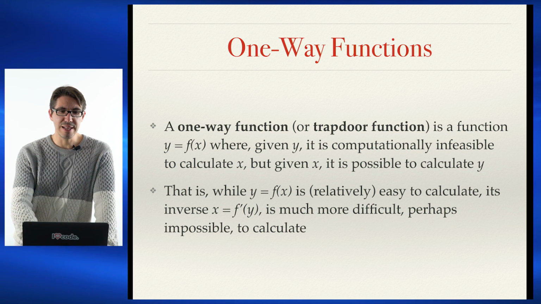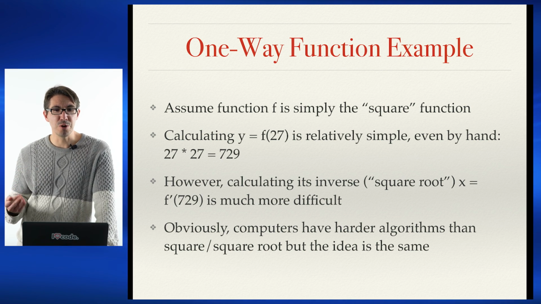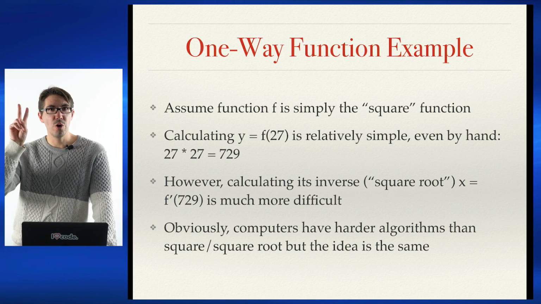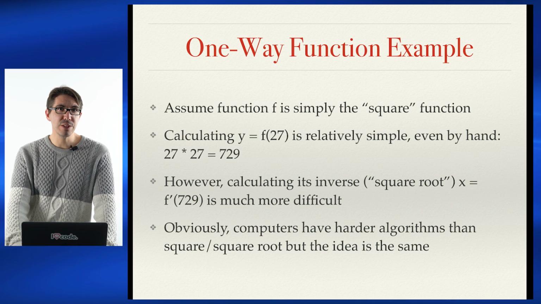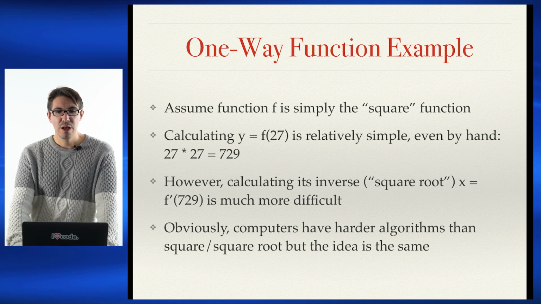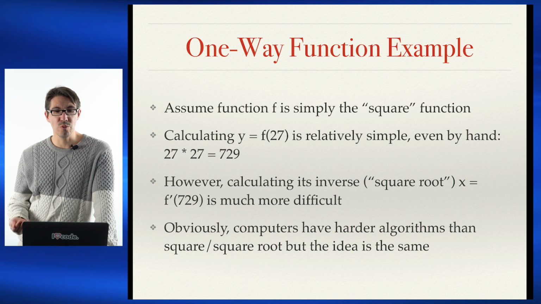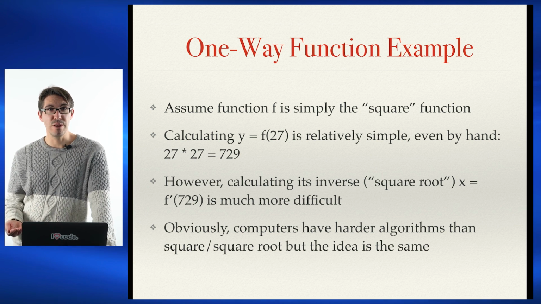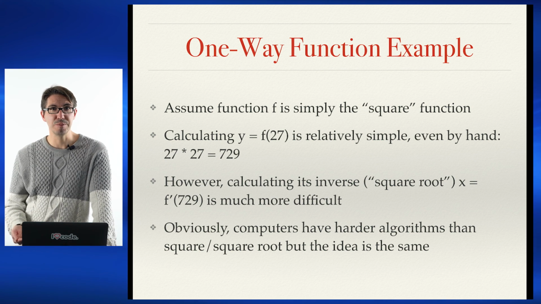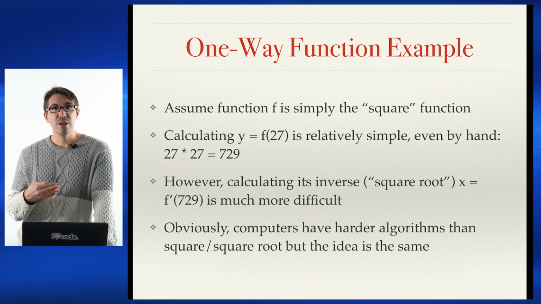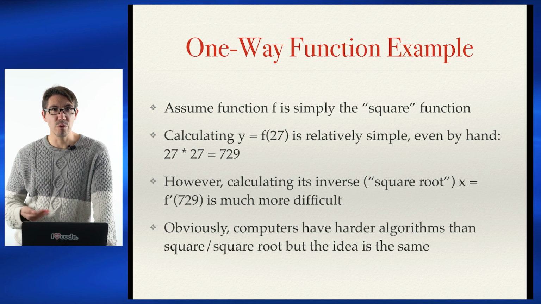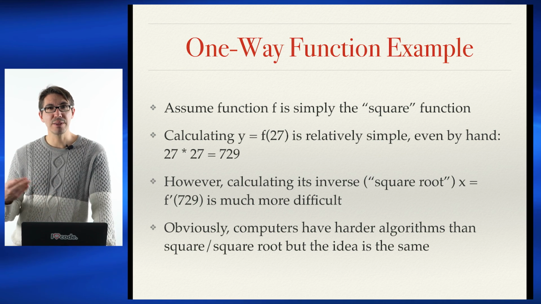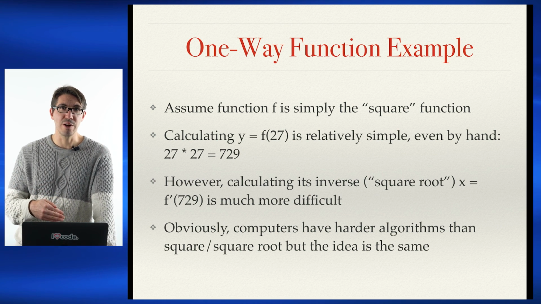So just as an example, looking at this not as a computer, but rather as a human, assume that our quote-unquote one-way function is the square function. So y equals f of 27, it's relatively simple for you to do, even by hand. 27 times 27 equals 729. But if I asked you to calculate the square root of 729, this would be much more difficult. It may take you a while. You may have to guess a little bit at it. So here we can see, not a true one-way function, but one that it is much more difficult to go backwards from. Again, very easy to calculate the square of something, much more difficult to calculate the square root.